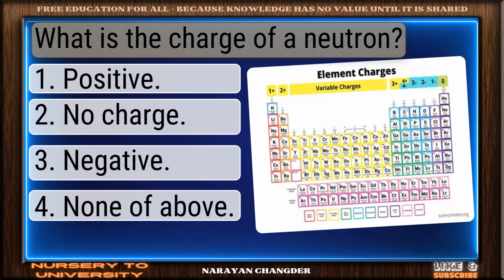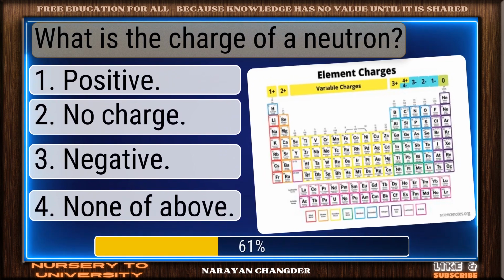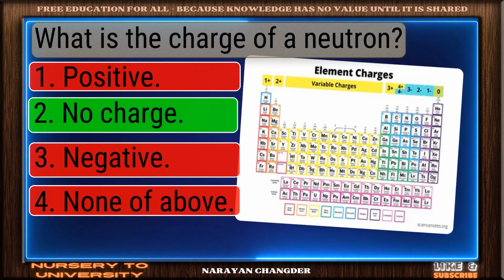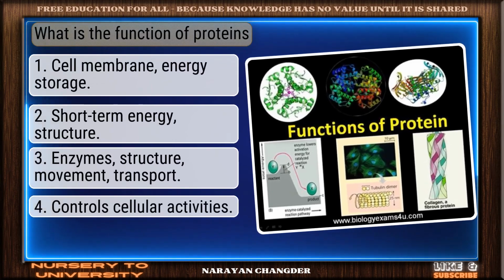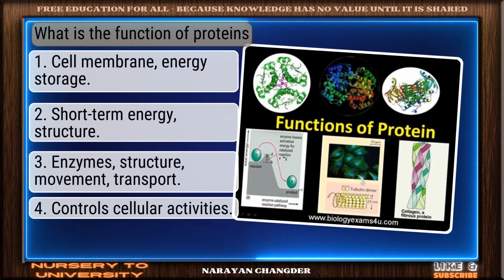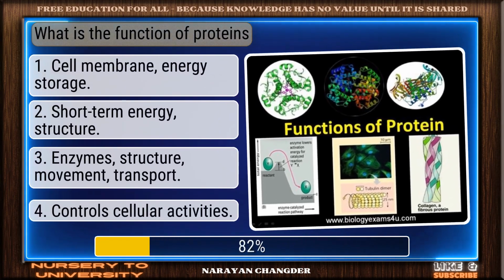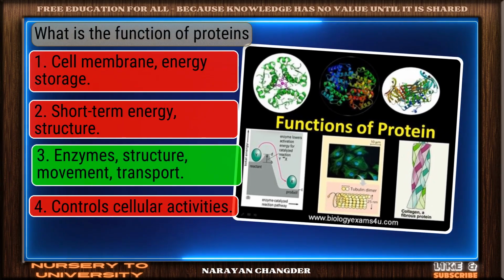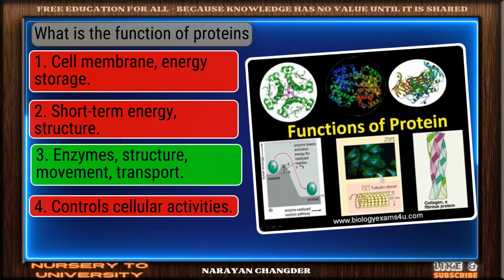What is the charge of a neutron? Excellent. No charge is a brilliant choice. What is the function of proteins? Correct. Enzymes, structure, movement, transport is the right answer.